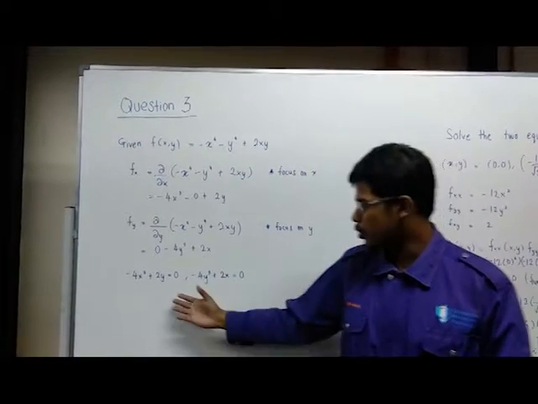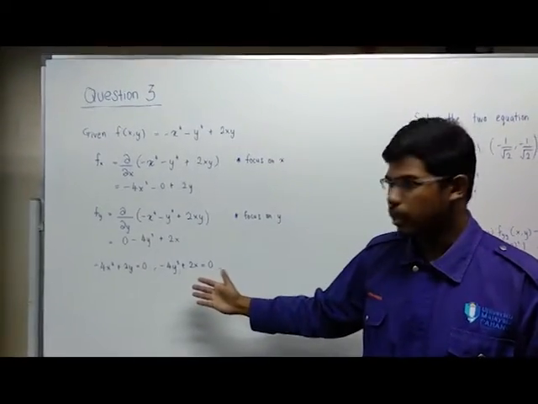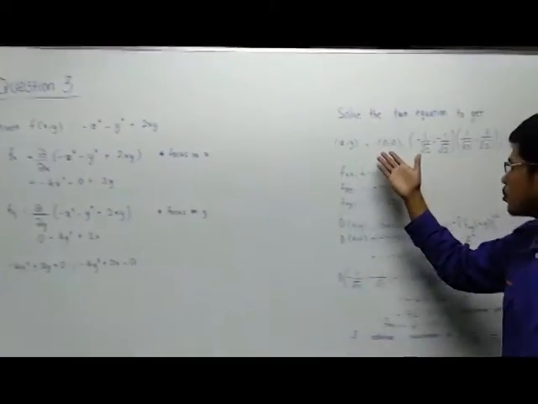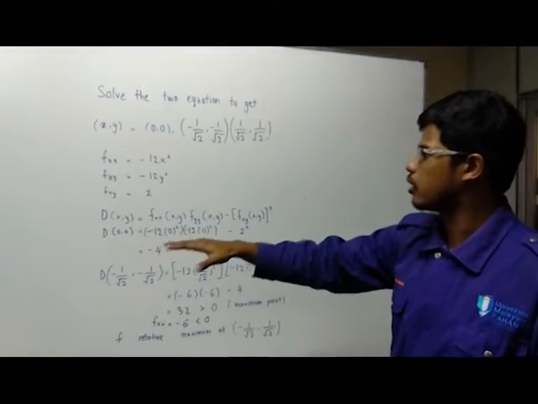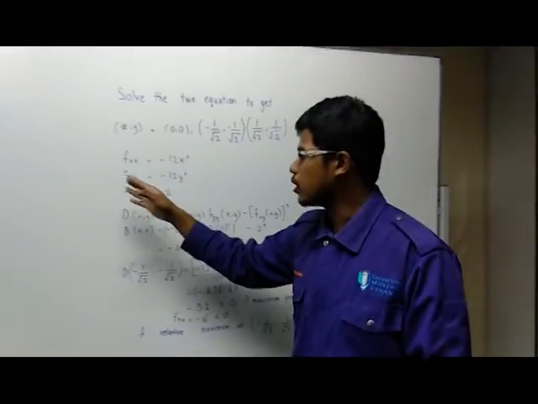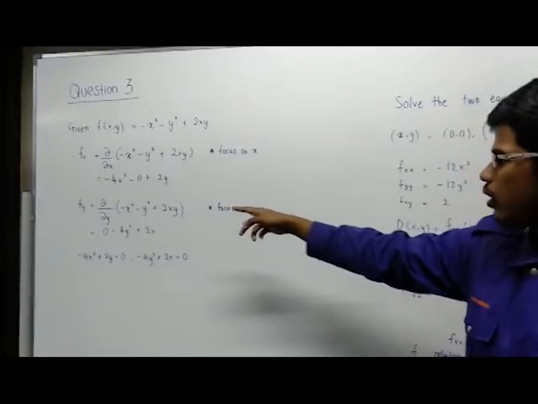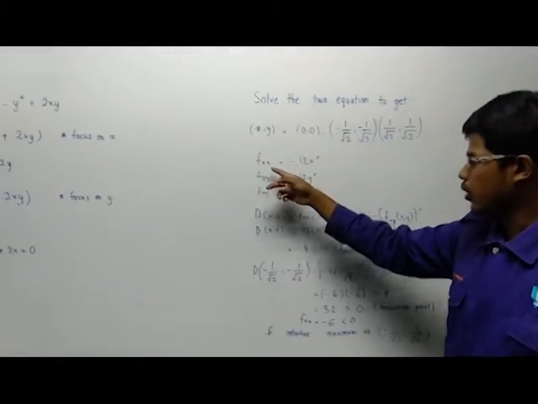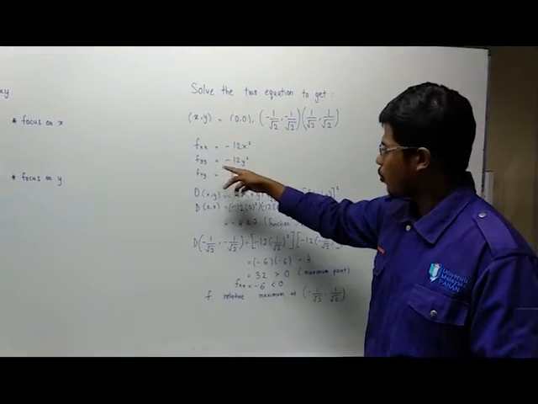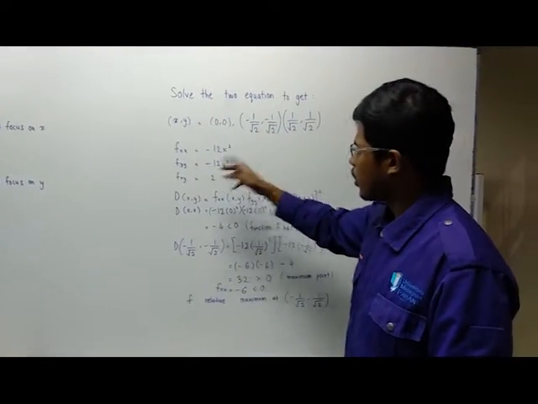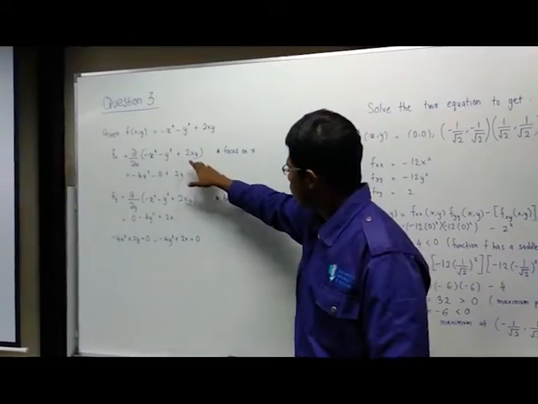And now, from these two equations, we have to identify the critical points. By using the elimination method, we get these numbers here. Then, after this, we need to do the second differentiation of fx and fy. Thus, fxx is negative 12 x squared, fyy equals negative 12 y squared, and fxy is equal to 2, which we get by differentiating this part here.